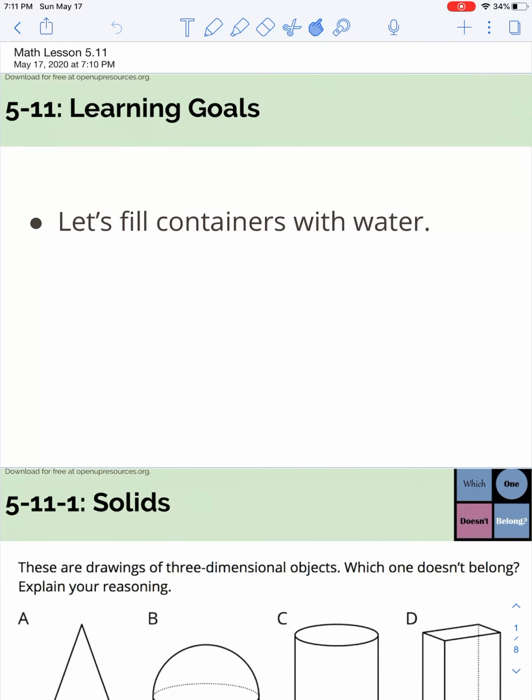All right, welcome to lesson 11 of Unit 5. We are, I think, exactly halfway through Unit 5. I think there's like 22 lessons or something like that.